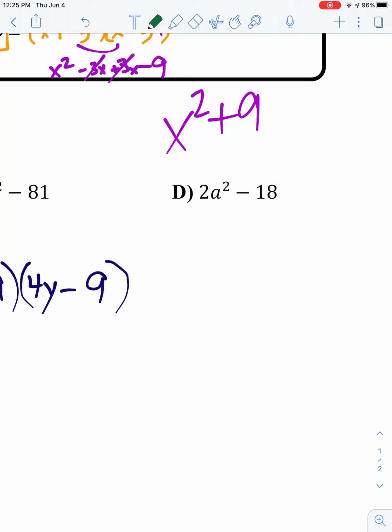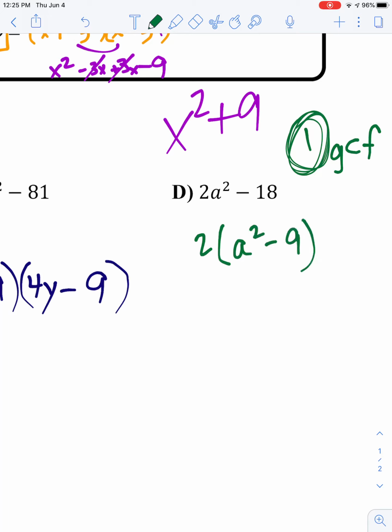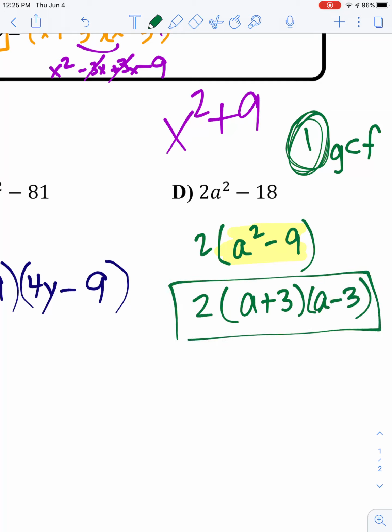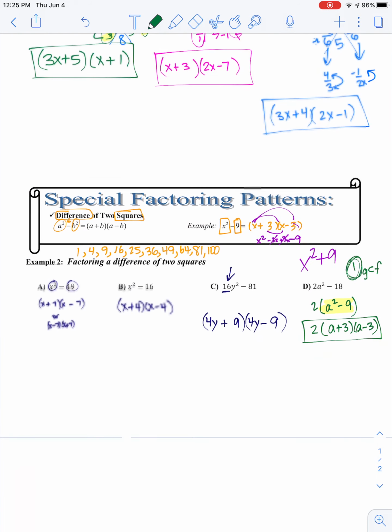This time, 18 is not a perfect square, and neither is 2. But remember your first step anytime you're factoring. You should always look for GCF. If I take away a GCF of 2, I'm left with a squared minus 9. And now if I look at that binomial in the parentheses, it is a difference of squares that can be factored further to a plus 3, a minus 3. Don't forget the 2 in front. There is our final answer.